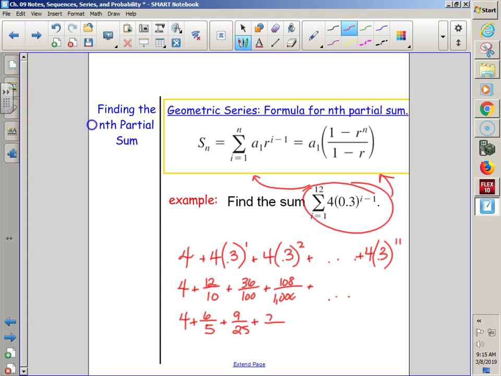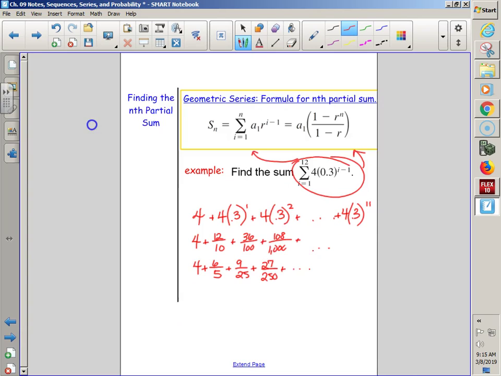27 over 250. What's the dilemma? Does this look like a geoseries? How could you see if it's a geoseries? Okay, so if it matches up perfectly, you're like, oh, it's a geoseries. But if they were to give it to you like this, which is more like what the book usually does, do you see that it's a geoseries? You're like, I don't know.